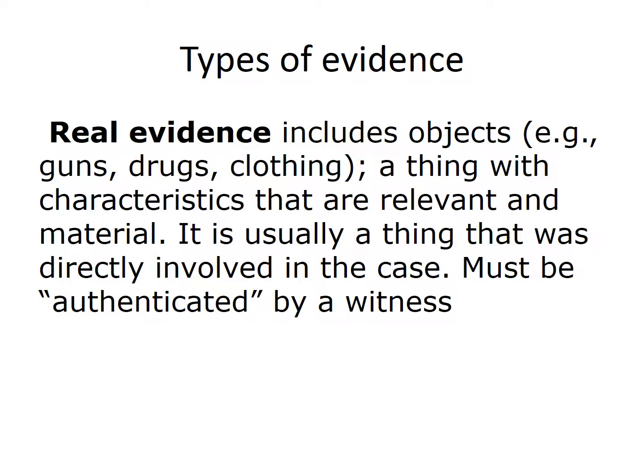Now, let's talk about what types of evidence there are. There are basically 4 types of evidence. Type 1, real evidence. That's what we call it, real evidence. It means objects, guns, drugs, clothing. It is things. A thing with characteristics that are both relevant to prove a fact and material in that they are relevant to a fact that matters in the case.